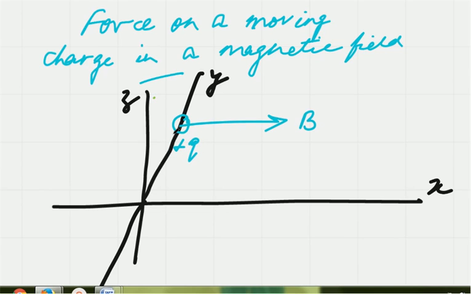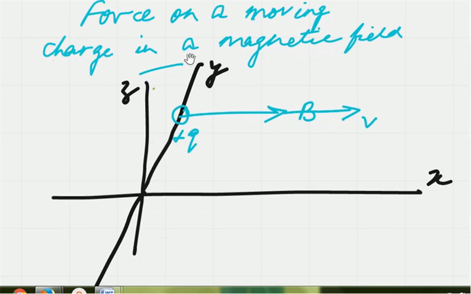Now, this charge is not moving at all. It's a stationary charge. We find that when the charge is stationary, there is no force acting on the charge. Let us say we give a velocity v to the charge, and the charge moves in this direction. Yet we see that there is no force on the charge. No matter how much we increase the velocity, there is no force on the charge.